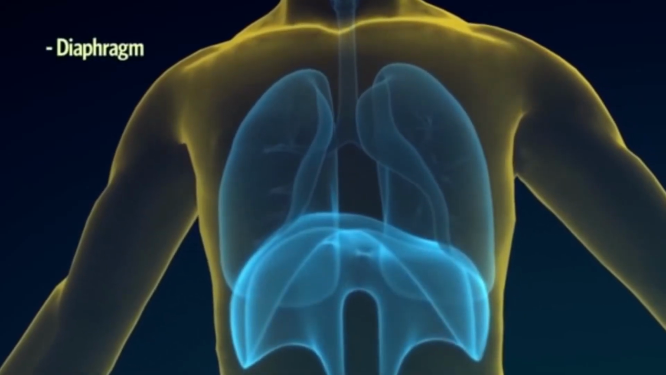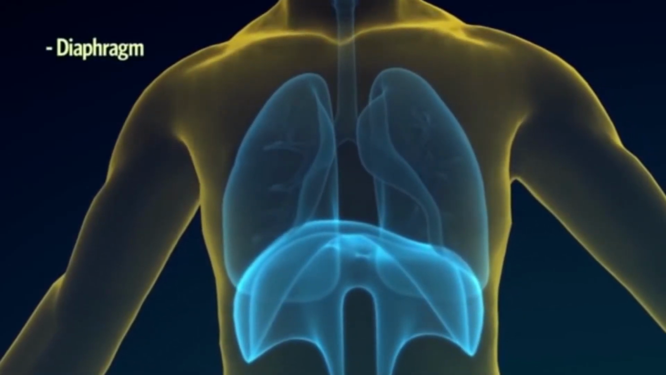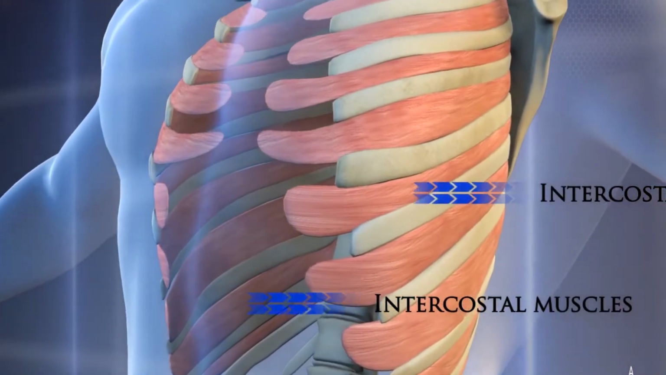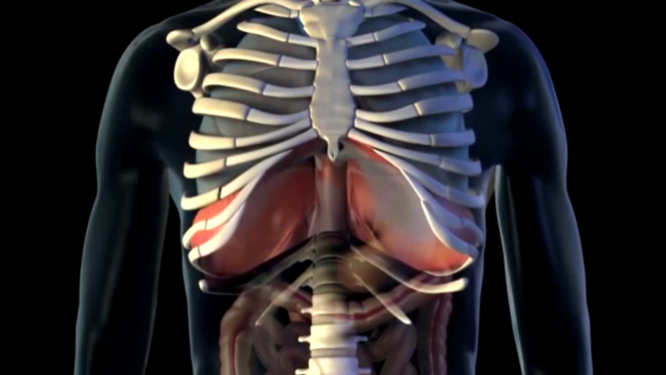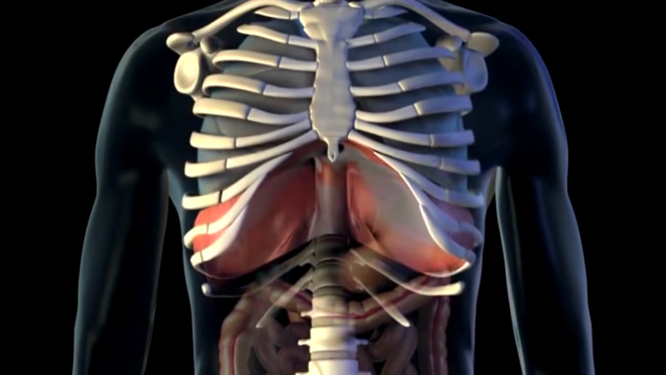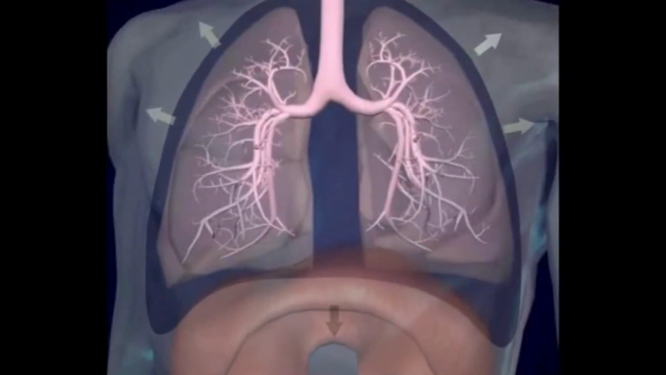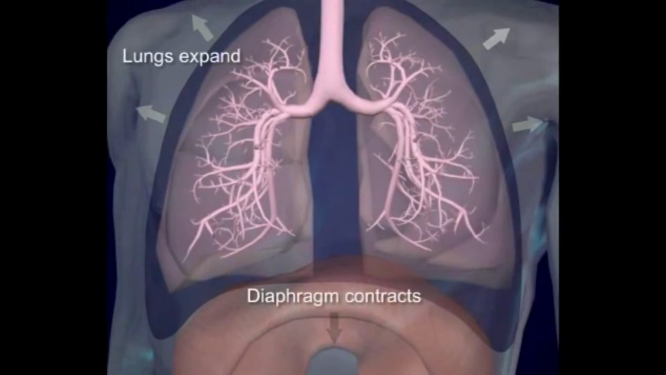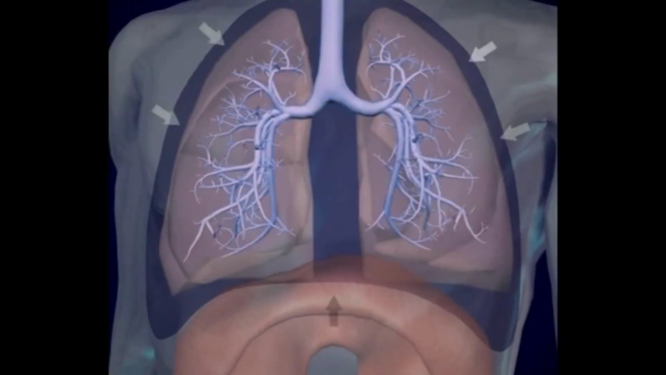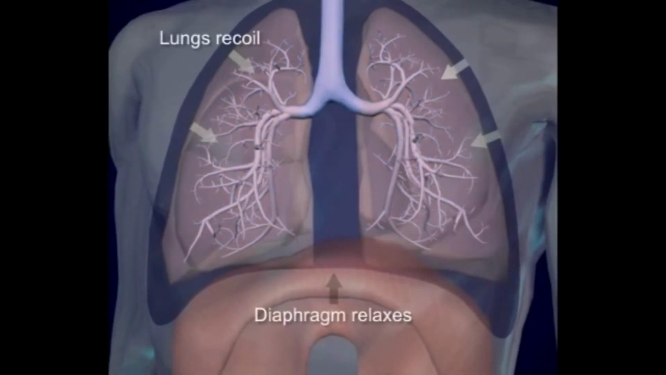The breathing mechanism of lungs is controlled by the diaphragm and the intercostal muscles. The diaphragm is a membrane which separates the thoracic chamber from the abdominal cavity. When the diaphragm moves down, the lungs expand and the air is inhaled. When the diaphragm moves up, the lungs contract and air is exhaled.